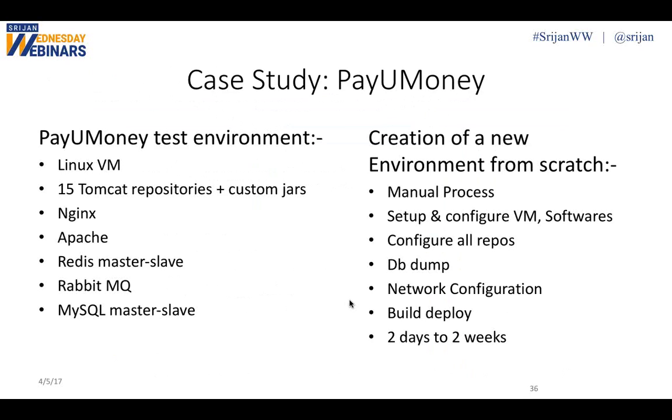Or let's say somebody wants to test a particular change, but no testing environment is available because the change which a new tester wants to test is a very breaking change. You can't test it along with other changes, and the testers are waiting because there is no testing environment available to test the change. So these were the sorts of problems we were facing in PayUMoney before we used Docker.